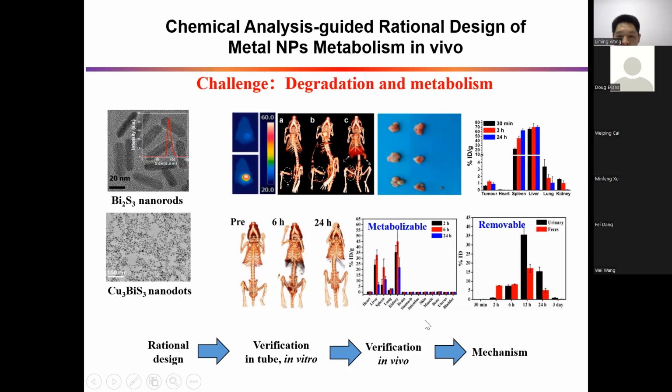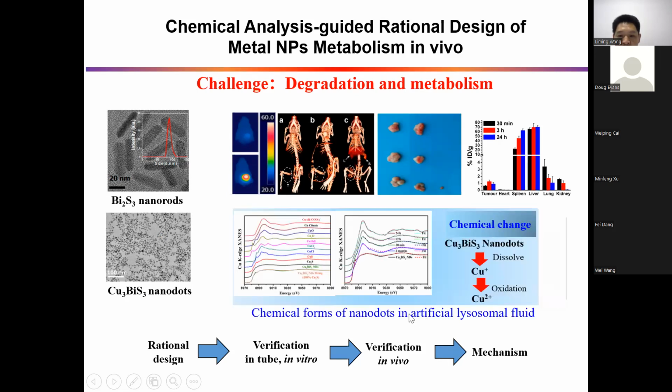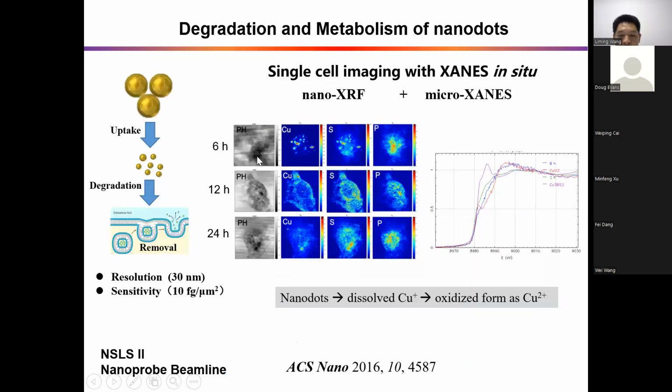So what are the chemical reaction and the mechanism? To study the mechanism, we use X-ray absorption to study the time-dependent chemical reaction inside the cells and in some environments. We exposed the cells to these nanodots. We found that at the beginning, the nanoparticle contains copper and bismuth. So we use the copper.